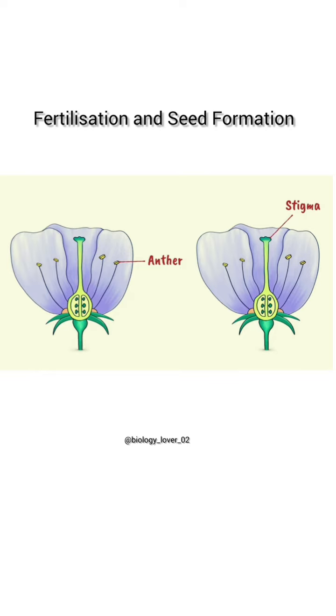Pollen must first travel from an anther to the stigma in a process called pollination. There's more detail on pollination in a separate video. Look for a link in the description.